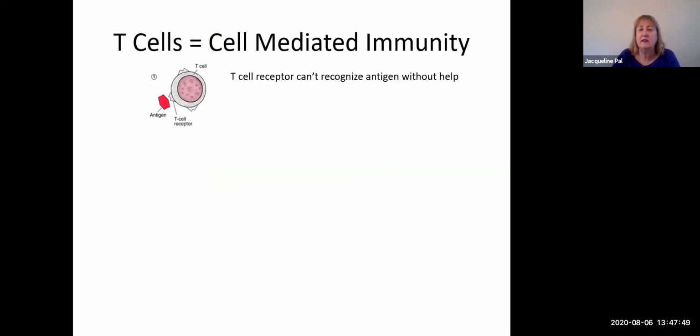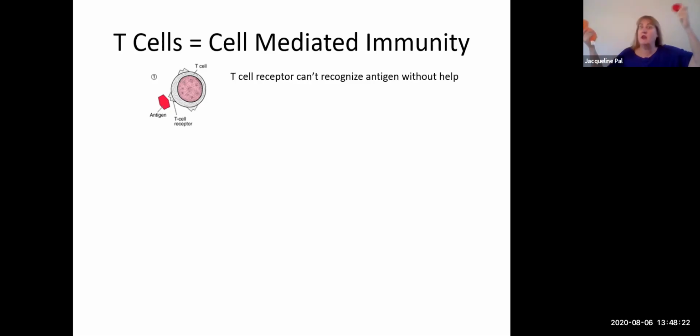Welcome back. In this video, we are going to learn about T cell immunity, which is also known as cell-mediated immunity. Now, as opposed to the B cell, when the B cell comes along and sees the antigen, it binds to it directly, becomes a plasma cell, and then starts kicking out lots of antibodies.